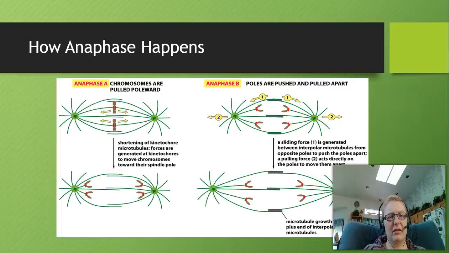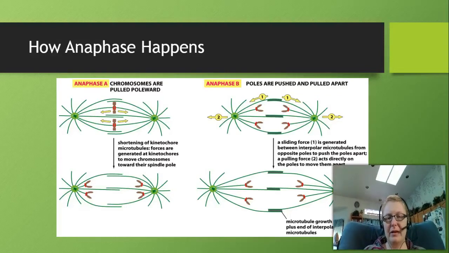So let's look a little bit closer at the two mechanisms of action that help this occur. And anaphase A and anaphase B are occurring at the same time, so it's important to know that. So in anaphase A, the chromosomes are pulled towards the poles. This happens as the microtubules are shortening, they're pulling them towards them. This is the action that we think about a lot.